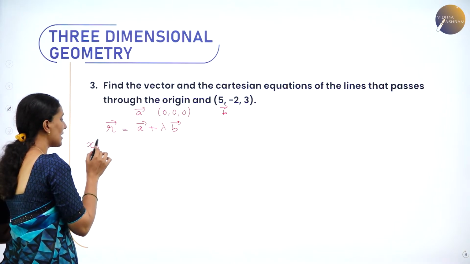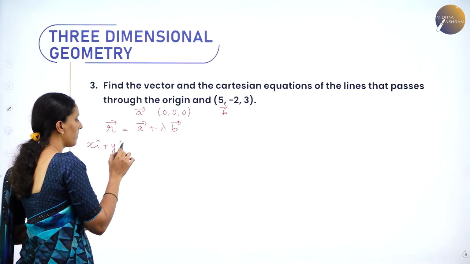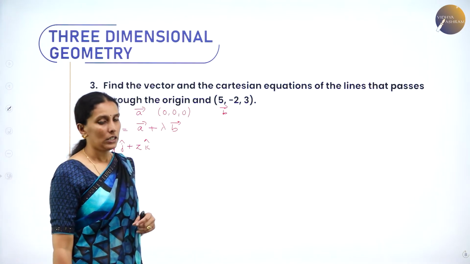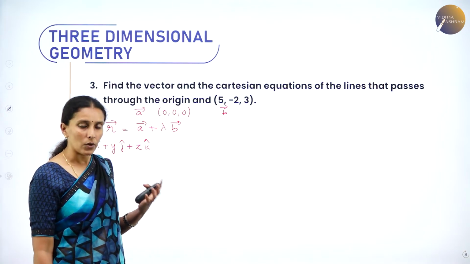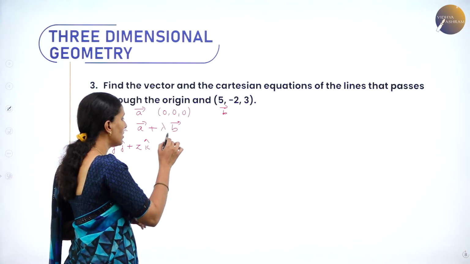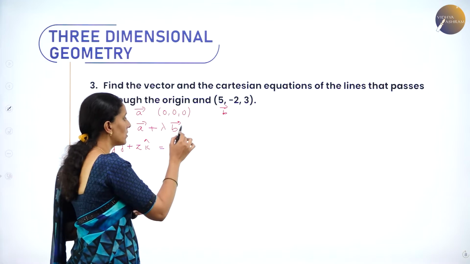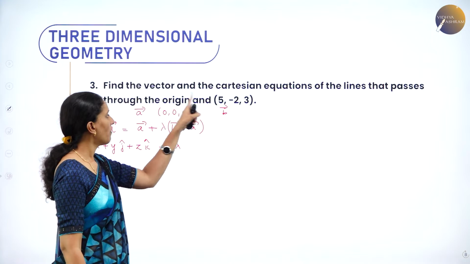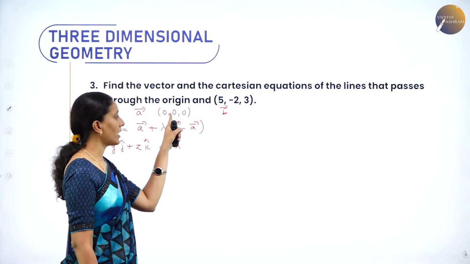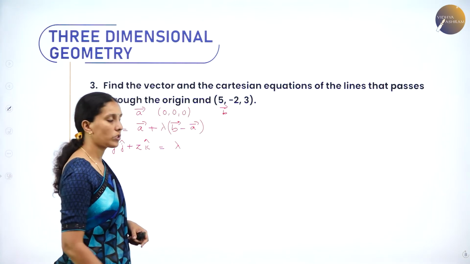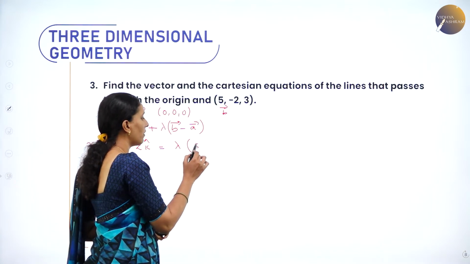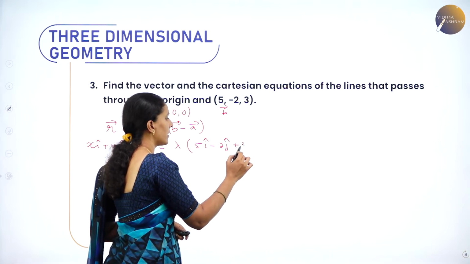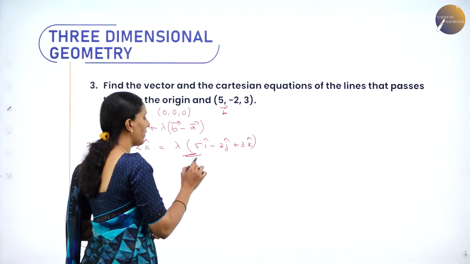r is xi + yj + zk. Vector a is clearly the origin, so 0i, 0j, 0k, which is a null vector, so no need to write. Now, we will just write lambda into vector b minus vector a. So, vector b minus vector a is again 5 minus 0, 5, −2 minus 0, −2, 3 minus 0, which is 3. So, this becomes 5i − 2j + 3k. So, this is the vector form.